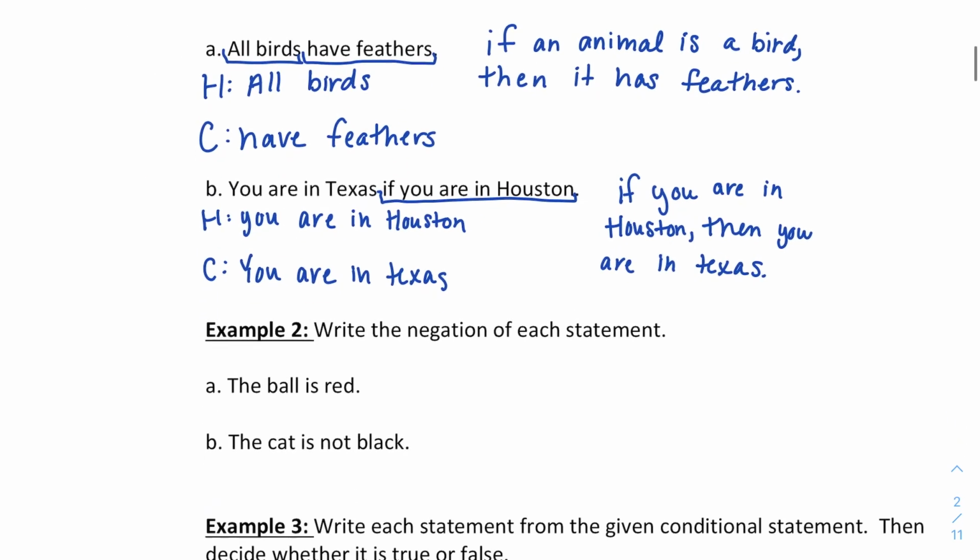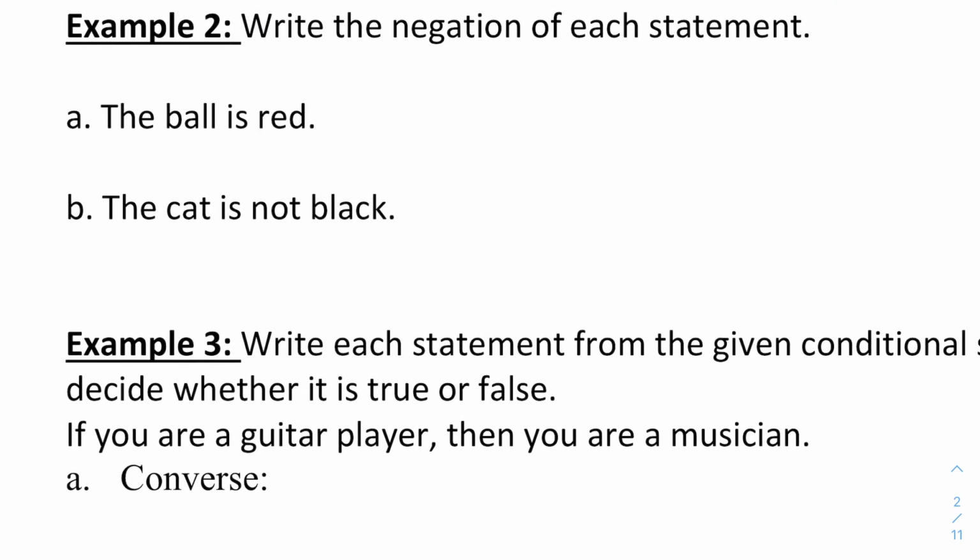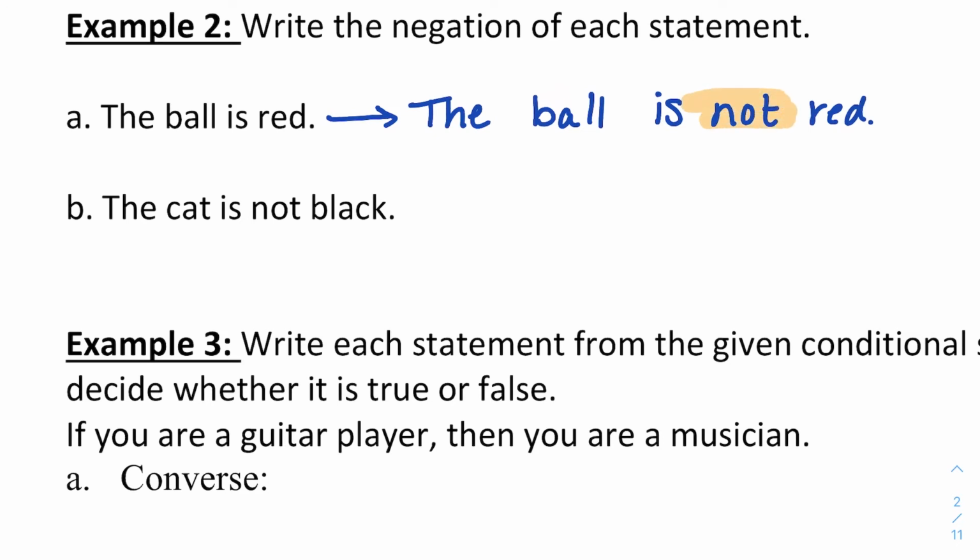All right, let's move on to example 2. They want us to write the negation of the statement. So again, adding or taking away that not. The ball is red. The opposite of this is the ball is not red. Again, I'm adding or taking away that not. The cat is not black. This one has a not, so I'm going to take away that not. So for this one, it would be the cat is black.